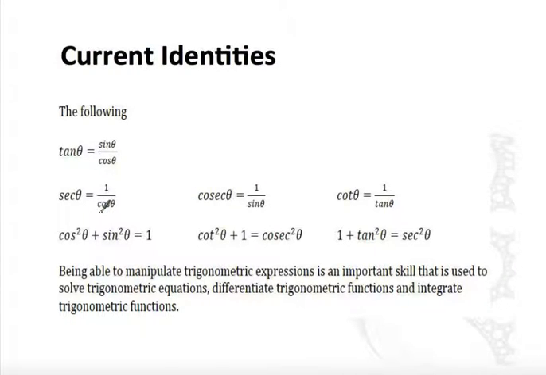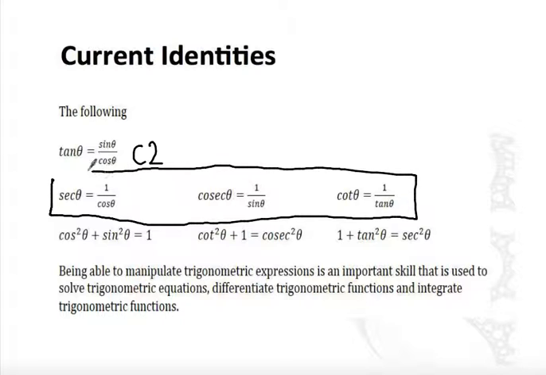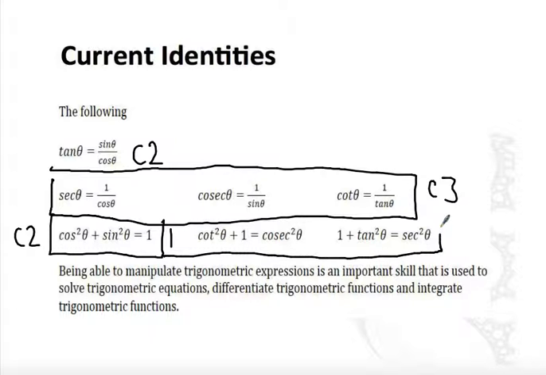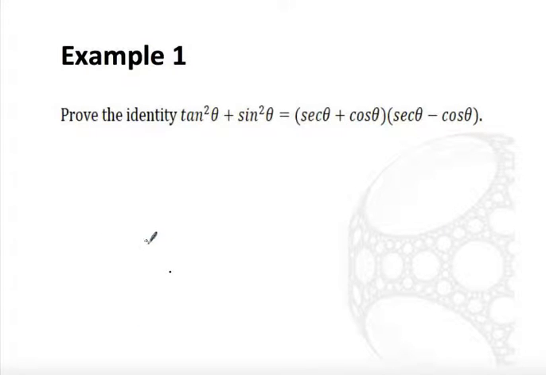At present, these are all the current identities we know. In C2, we learnt that tan theta is sine theta over cos theta. We have these new identities that we've learnt in C3. This Pythagorean identity we learnt in C2, and these new ones underneath have come from C3. It's good to have these as a reference, to look at and identify when we need to use them. This can be a tricky thing.